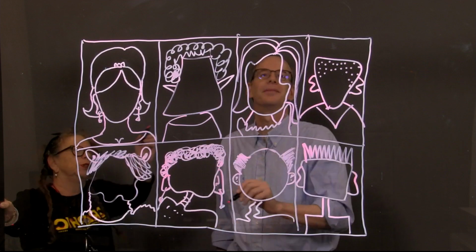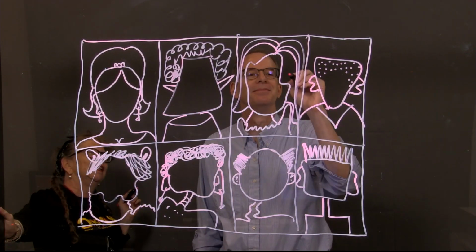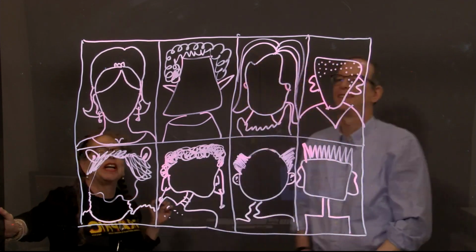Barry? Yeah. This one. Where are we going to put him? Tiny little ear. There, a little shy ear.